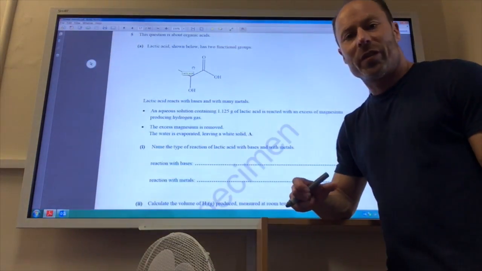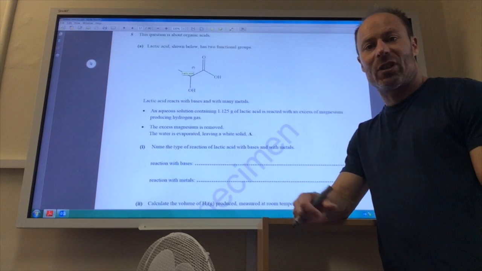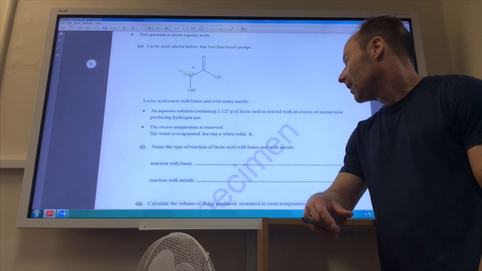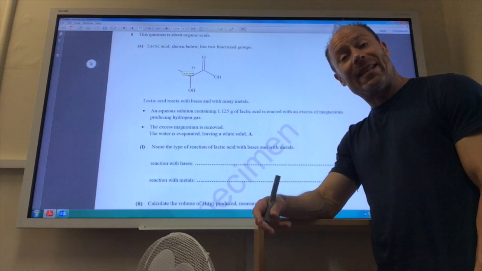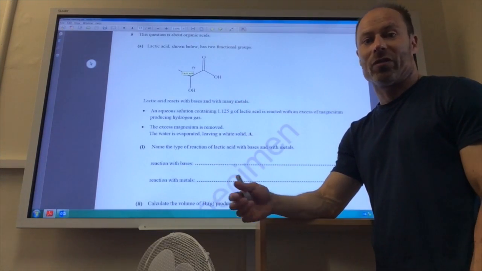Right, okay, so they've given me the structure of lactic acid there. Nice of them. It wants me to say what type of reaction occurs when it reacts with bases and metals. Well, with bases, of course, you've got an acid group here. So with bases, that's a neutralization reaction. Acid plus base gives us salt plus water, neutralization.